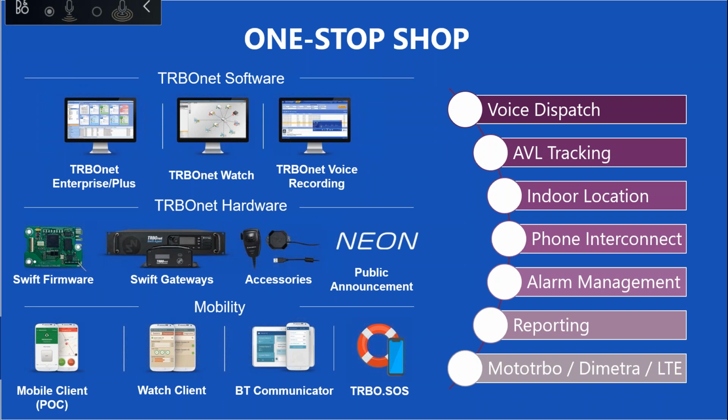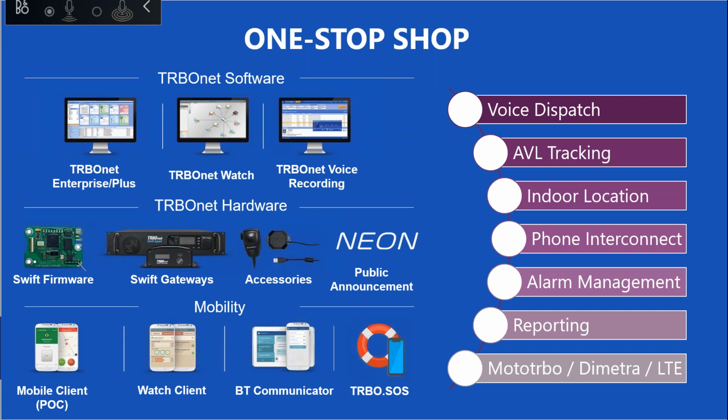The main difference is the type of connectivity you can have in different products. For example, if you are connecting to a radio system which is conventional or simplex or analog, in that case we recommend using TRBOnet Enterprise. And if you are working with a trunking system, it will be TRBOnet Plus.